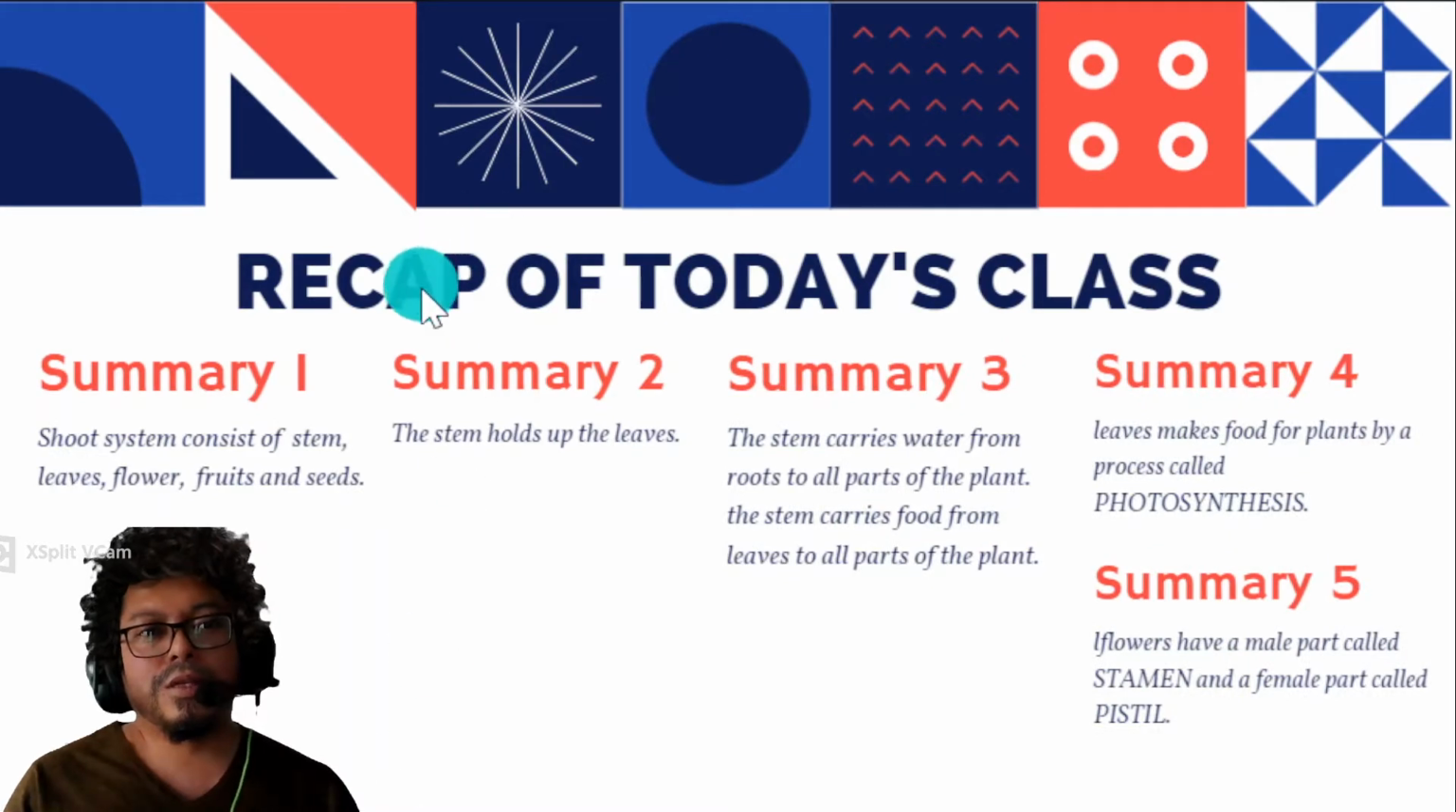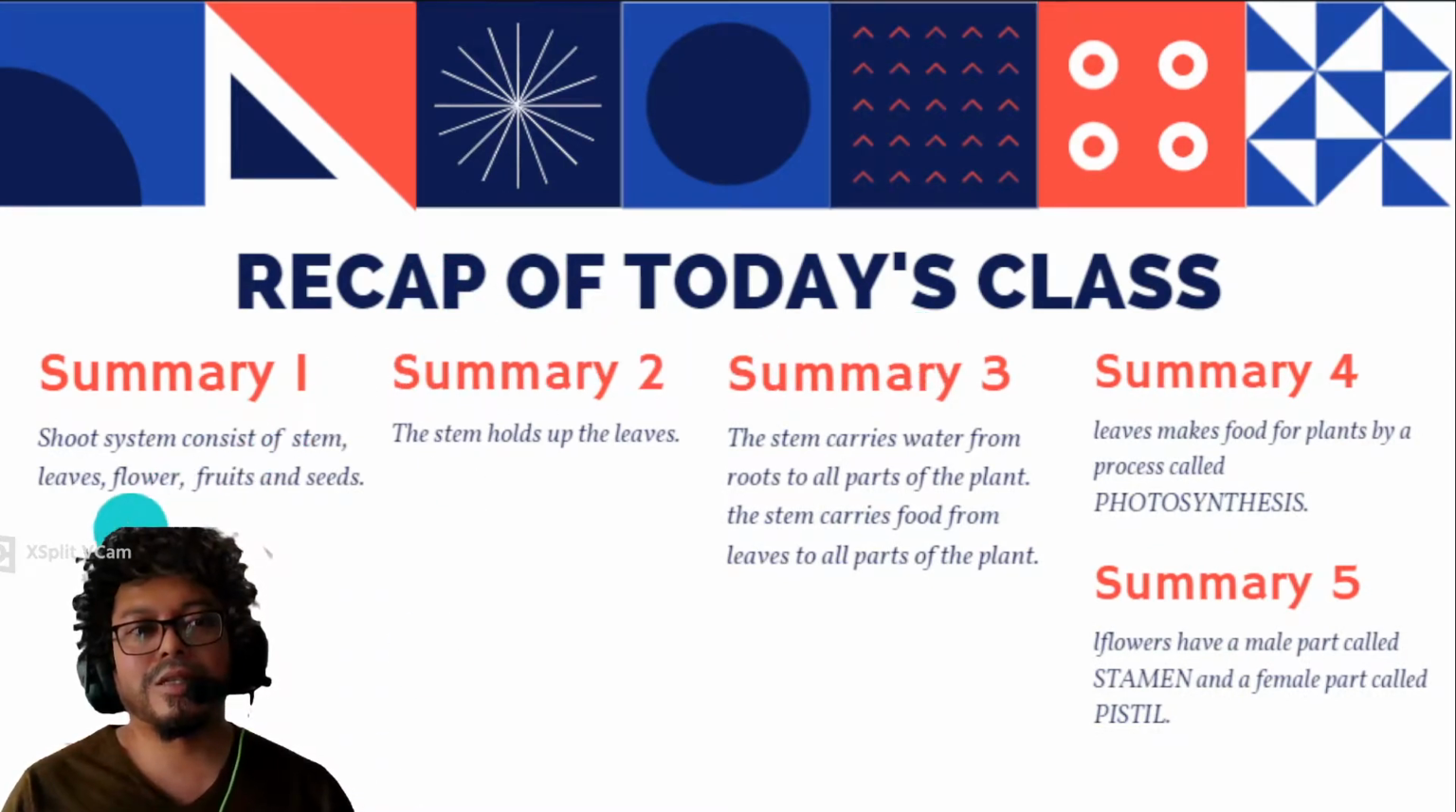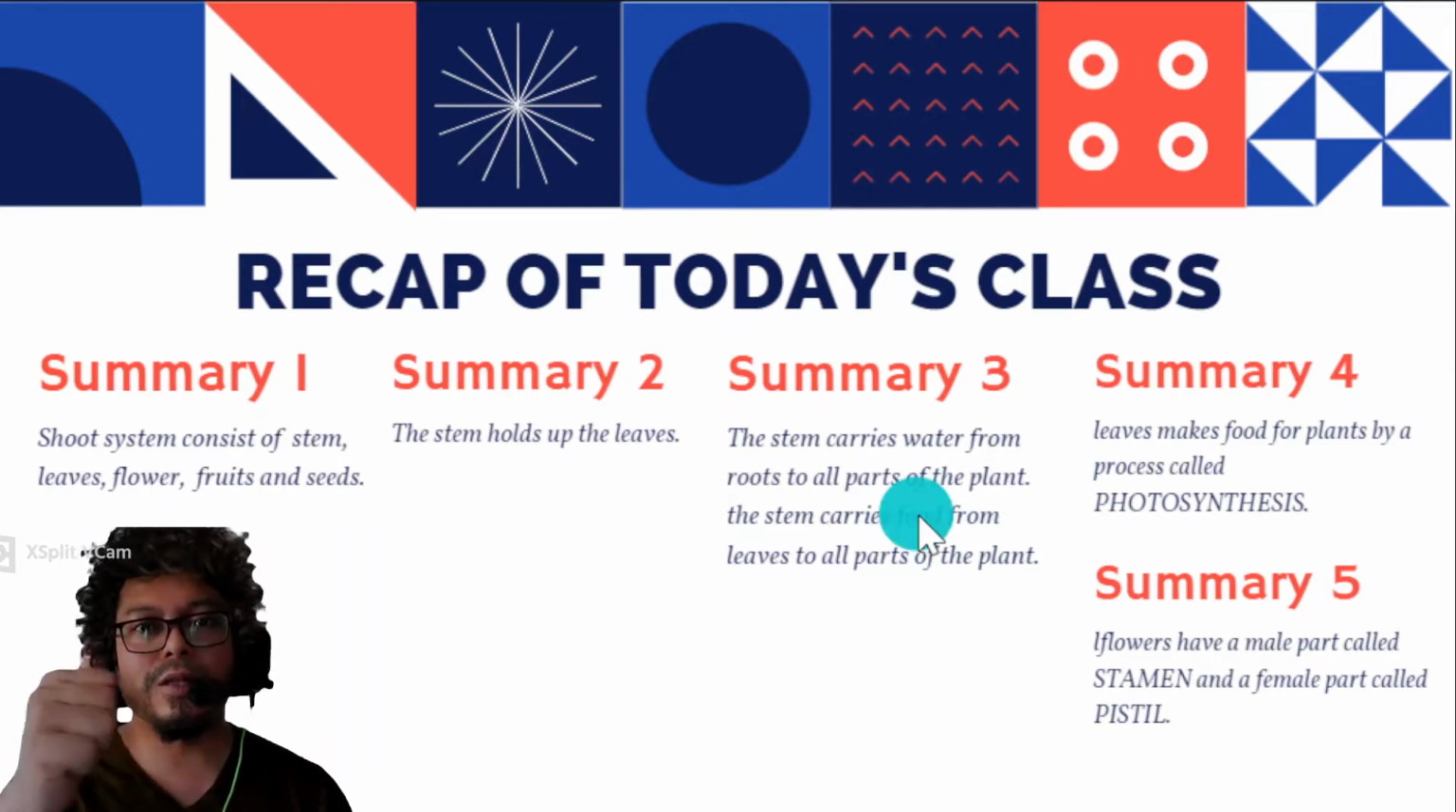So let us recap for today's science class. That shoot system consists of stem, leaves, flower, fruits, and seed. Fruits and seed we shall learn next week. So the stem holds up the leaves so the leaves can absorb sunlight. The stem carries water from roots to all parts of the plant. The stem also carries food from leaves to all parts of the plant. So stem has two functions, carry water and carry food.